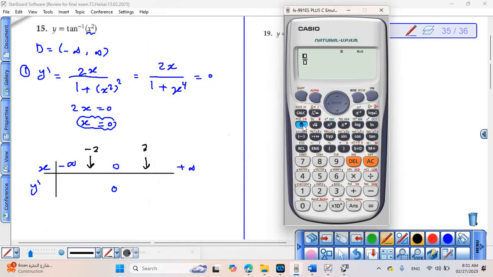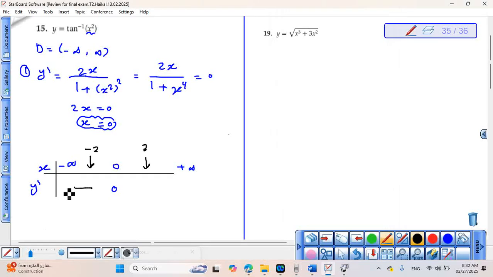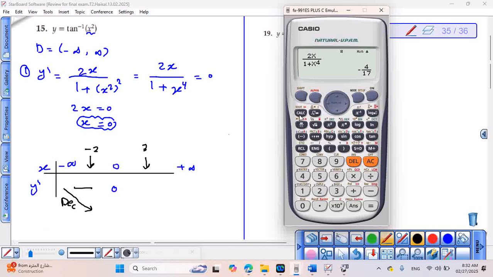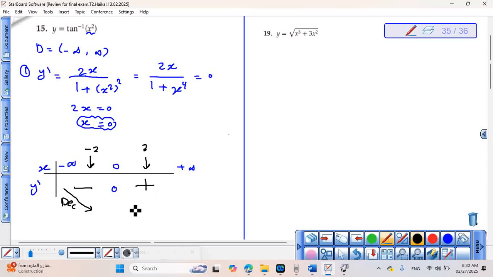Write the equation of the first derivative as a fraction: 2x over 1 plus x to power 4. Then calculate at negative 2. What is the answer, positive or negative? Negative. Here the sign is negative, so the function is decreasing. Also check another point, 3: the answer is positive, so it is increasing in this interval.